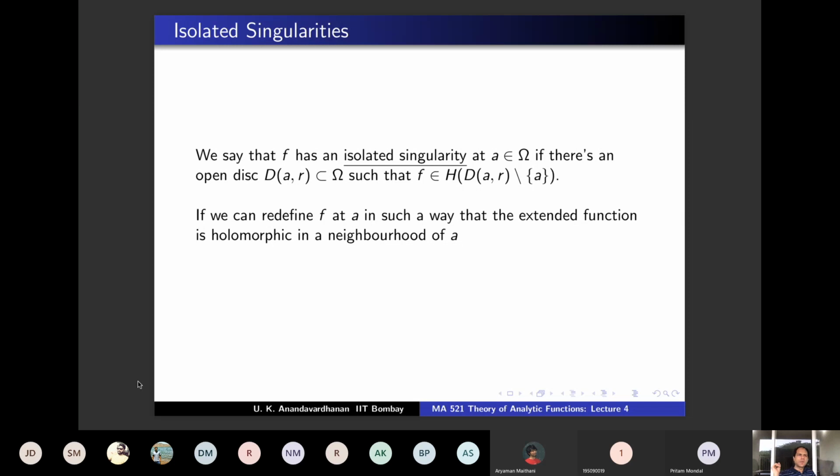Okay, so a standard example of removable singularity will be something like sin z by z, which is not defined at 0, right? But at 0, you can define it to be the limit of sin z by z as z goes to 0, which I can guess is 1. So if you define the number to be 1 there, then you have removed the singularity. So this is the notion of removable singularity. You can redefine the function in such a way that the extended function is holomorphic in a neighborhood of A. You say that the singularity is removable.